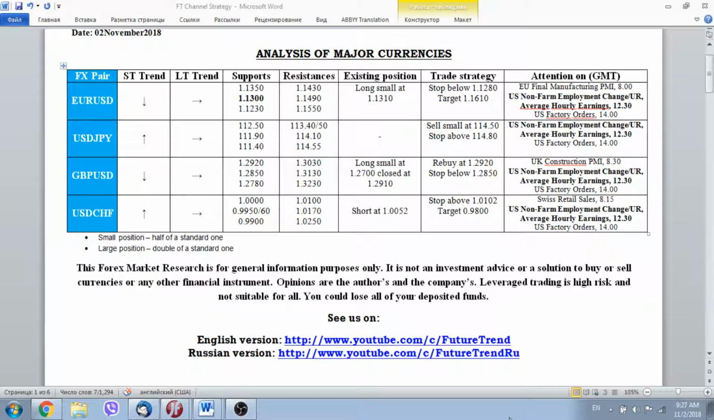Today is the 2nd of November 2018, and for you our presentation of analysis of major currencies. The question is how to trade major currencies in the current environment and how to react to the incoming information, not only economic information but also information regarding geopolitical risks or, for example, political factors.